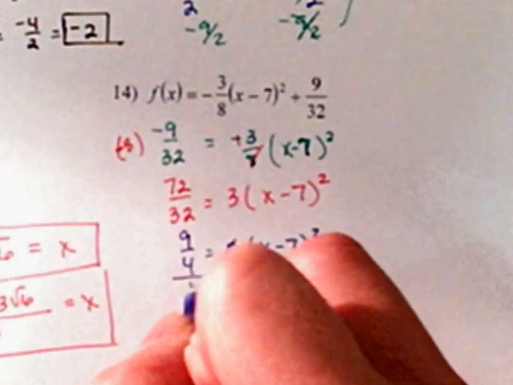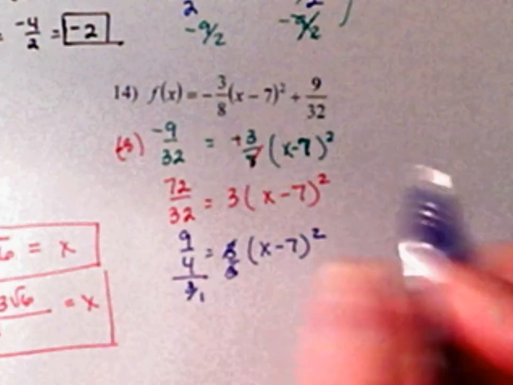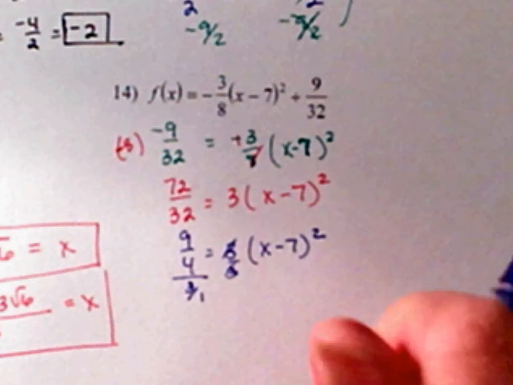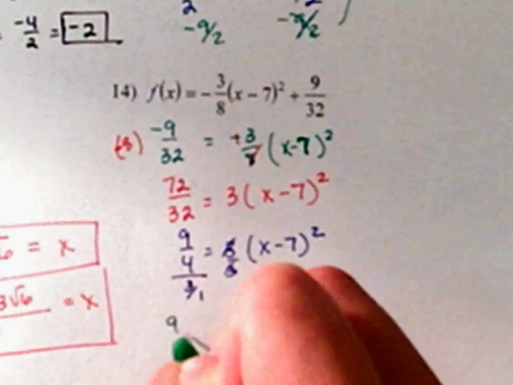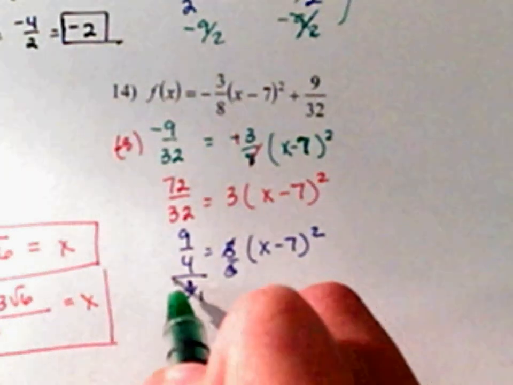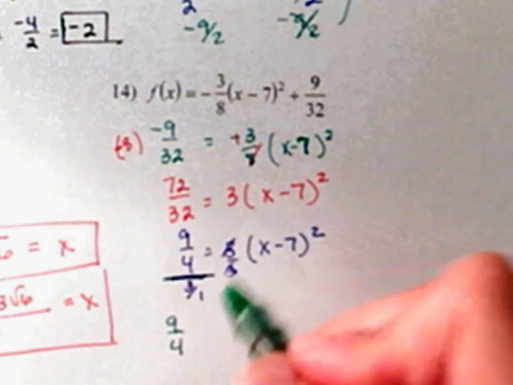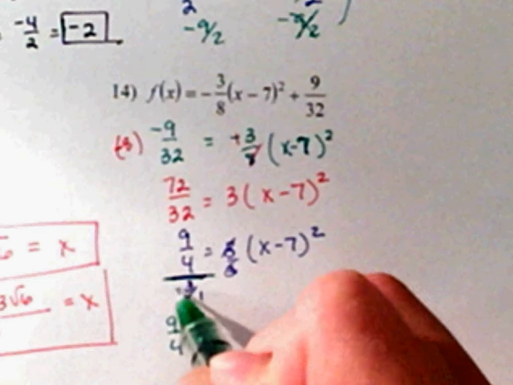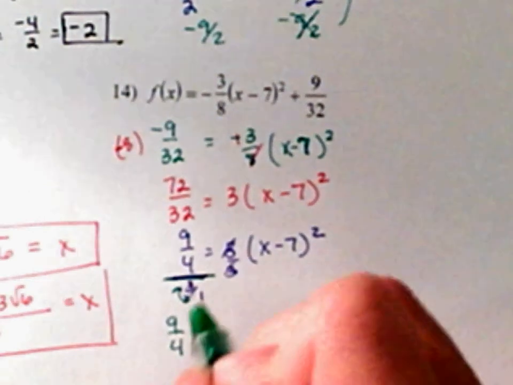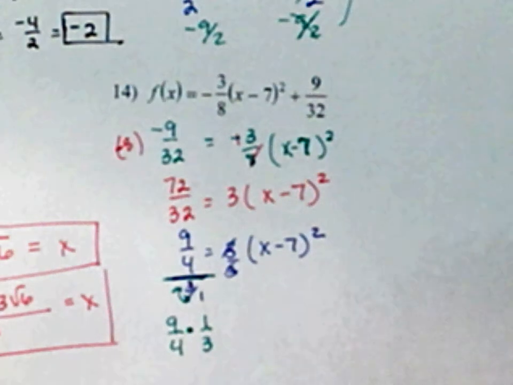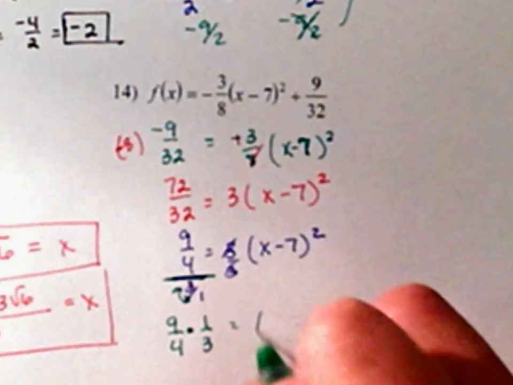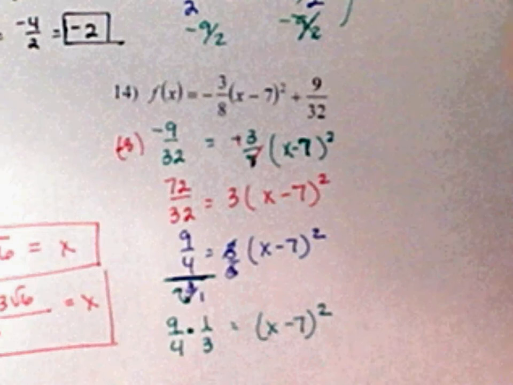That's the same thing as 3 over 1, and I'm going to show you what to do with that in just a little bit. Okay? So now let me rewrite it. So I have 9 over 4. Now, do you see how this is divided by? You need to take a reciprocal of that. Okay? 3 over 1 is the same thing as multiply 1 over 3. It's the same thing. Equal (x minus 7) squared. Okay?